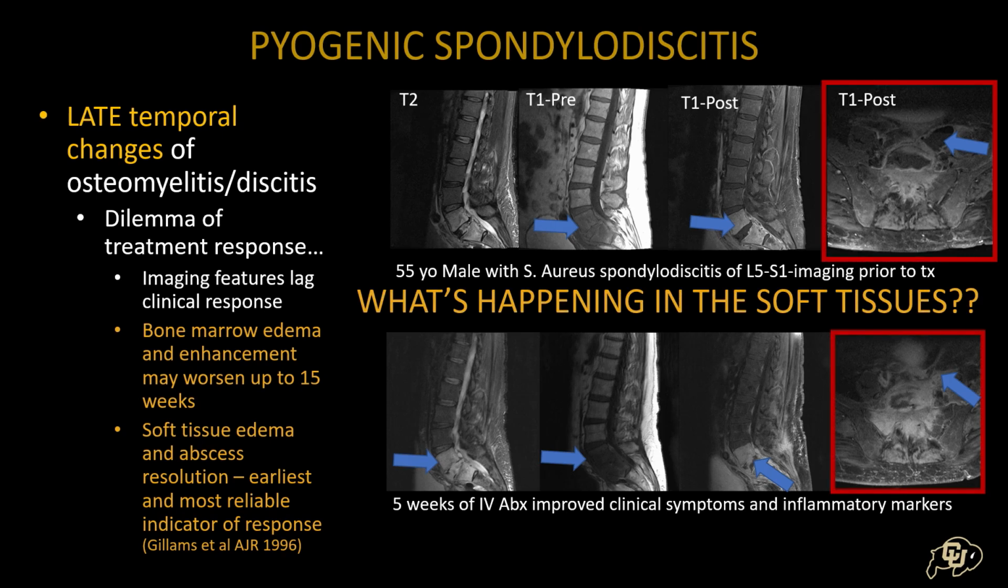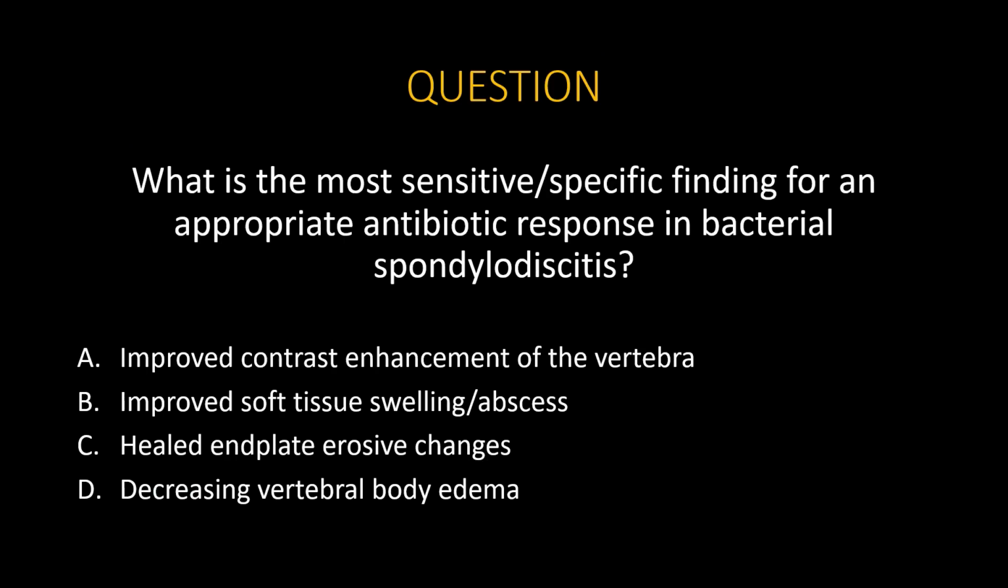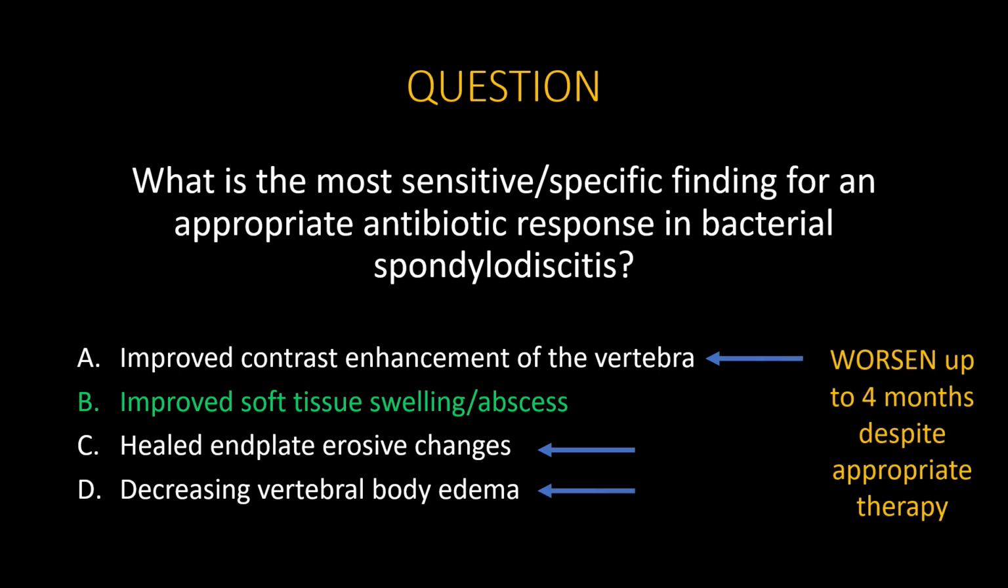If you can convince yourself of that, you are appropriately treating this infection. Keep doing what you're doing. Let the referring clinician know that this is expected up to 4 months. Have them come back in 6 months if they really want to take a look and see what's going on. So back to our question. What is the most sensitive, specific finding for appropriate antibiotic response in bacterial spondylodiscitis? It's improved soft tissue swelling and abscesses. All of these other findings may worsen for up to 4 months.